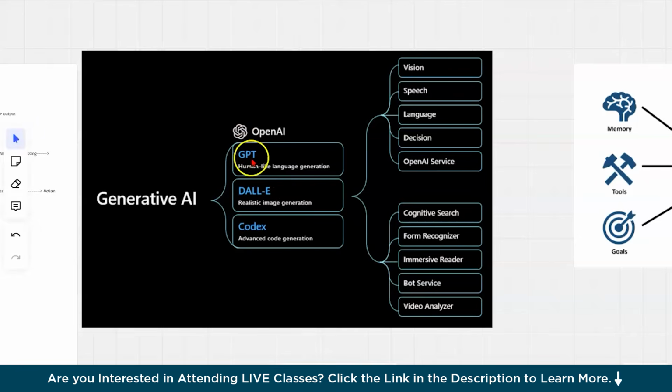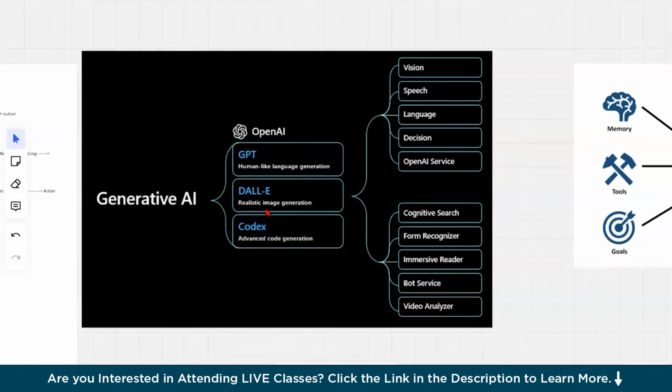You could see all over here we have the GPT model, we have DALL-E, we have Codex. These are some of the amazing generative AI models. Now let us discuss a bit about DALL-E, which is a realistic image generation Gen AI. DALL-E is described as the realistic image generation model by OpenAI, and it is part of the generative AI category alongside GPT, which is for human-like language creation. You also have Codex, which can be used for advanced code generation purposes.